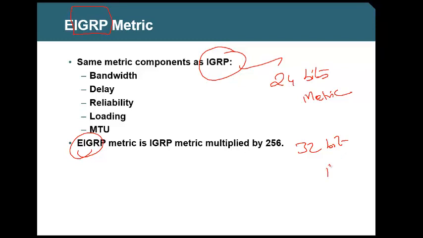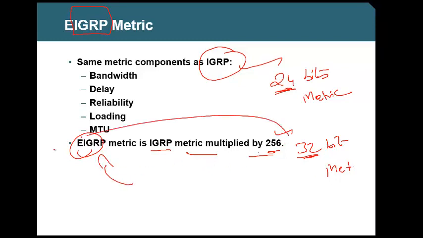So how many times bigger? EIGRP is 256 times bigger because of 8-bit extra. Here it is 24-bit, here it is 8-bit extra, 32-bit. That is why, if you multiply the IGRP metric with 256, you will get the EIGRP metric. Anyway, is it important? No, it's not at all important. Why? We don't have IGRP anymore. It's a very old protocol. After EIGRP, IGRP slowly vanished.